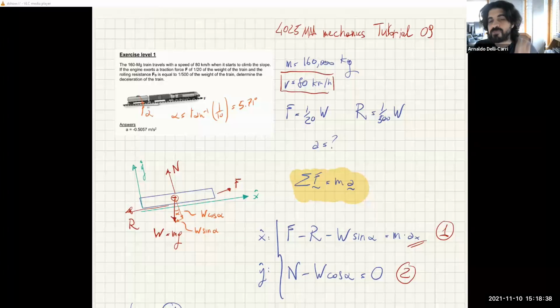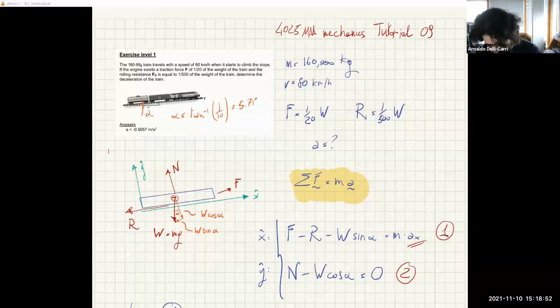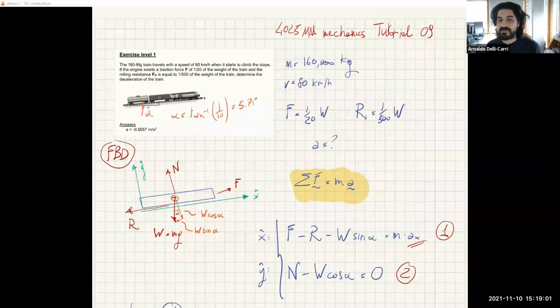Are there any reasons why? Well, we wanted to know only the acceleration of the train, which is a deceleration in this case. And the velocity does not fit in the free body diagram. Remember, the free body diagram only contains information on the forces, it doesn't contain any kinematic quantities.